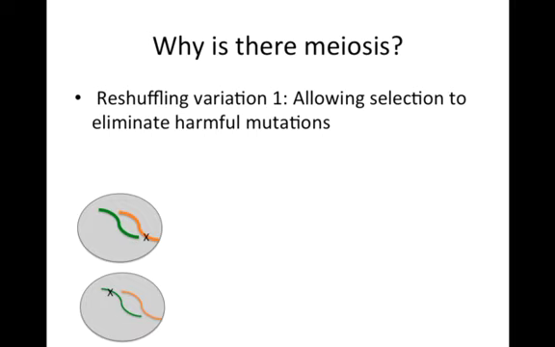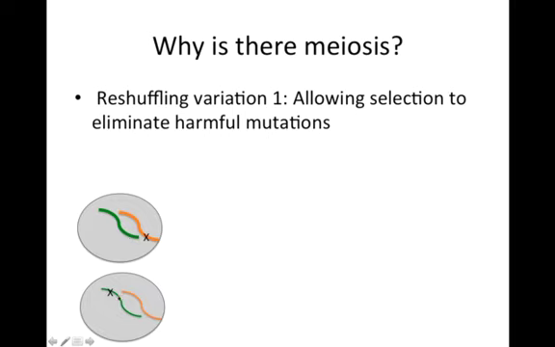So the main reason that we think there's meiosis, and the main consequence of meiosis, is that it reshuffles existing variation, allowing selection to eliminate harmful mutations. A little bit confusingly, we're going to go back and forth between cells with 2 and 3 chromosomes, because they're useful for showing different things. So let's start out here.